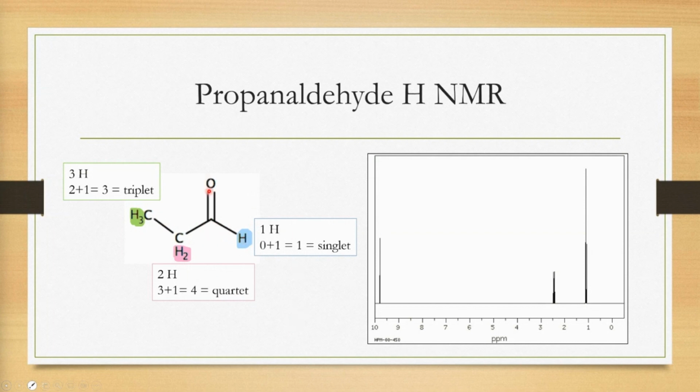This hydrogen is also closest to our more electronegative atom, so the most downfield peak corresponds to the singlet hydrogen here. The CH2 group is closer than the CH3 group to this electronegative atom, so the CH2 group shows up right here at about 2.5 ppm, and then the CH3 group is the lowest at 1. Okay, so we'll do some more proton NMR examples in class.